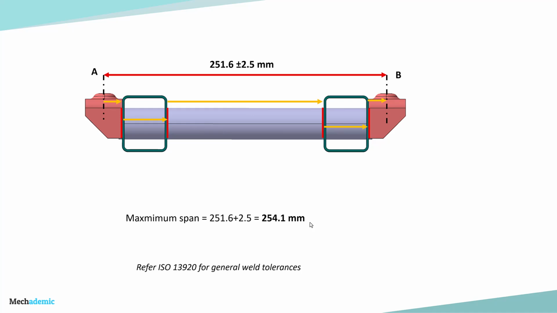So this is just a very simple example for a welded assembly. We can see that we have to take weld distortion into account, especially when two sheet metal parts are being welded, or even non-sheet metal parts. When two parts are being welded, we need to consider the weld distortion as a factor which gets added into the tolerance stack-up. One useful standard is the ISO 13920 standard, which gives general weld tolerances which can be used for tolerance stack-up purposes.